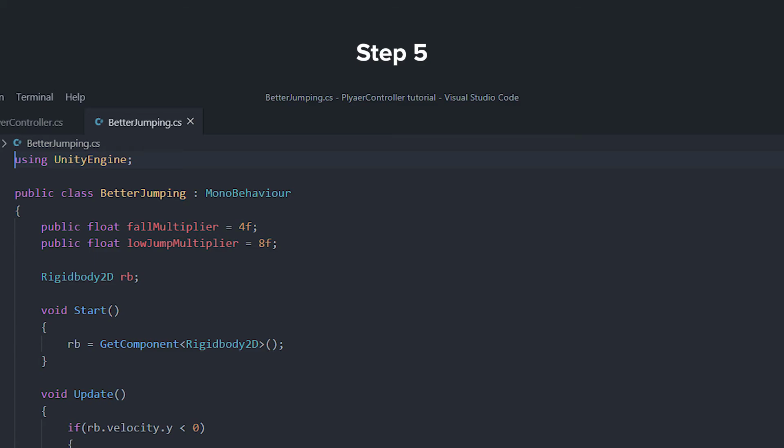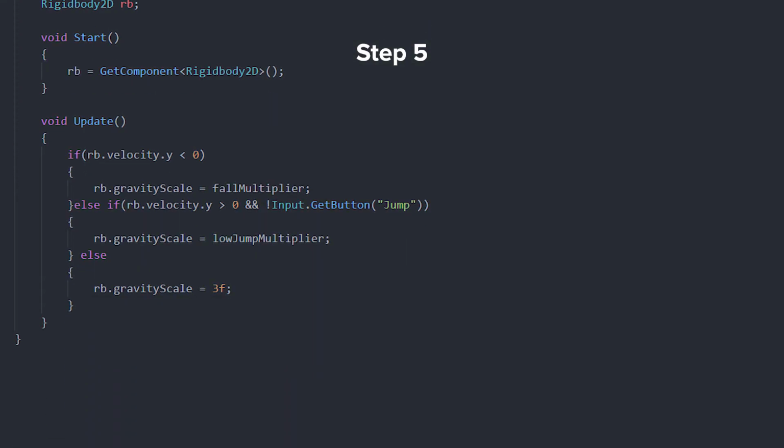Step 5. Write the better jumping script. Start by defining two multiplier variables and a rigid body reference. Then, each frame, if we're falling, set the gravity scale to the fall multiplier. Else, if we're jumping up but not holding the jump button, set gravity scale to low jump multiplier. Else, that is to say, if we're not touching any button, set the gravity scale back to default. Step 6. Play, tweak values until you get it right for your needs.